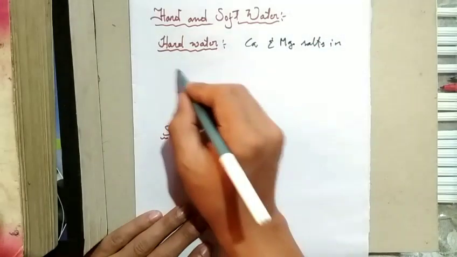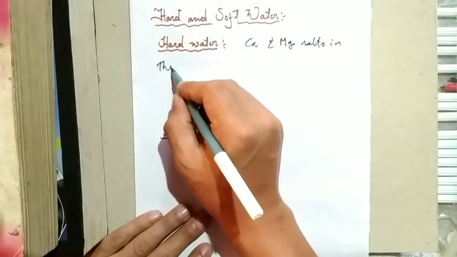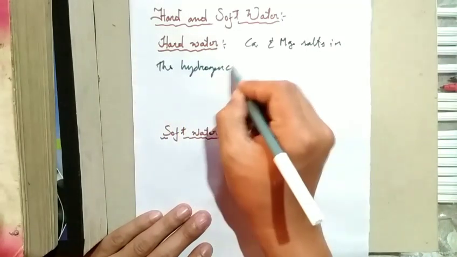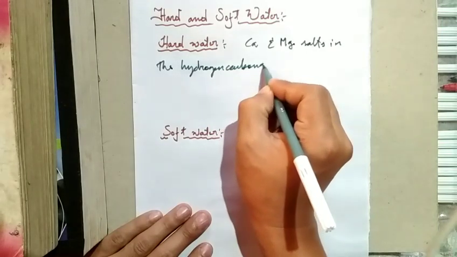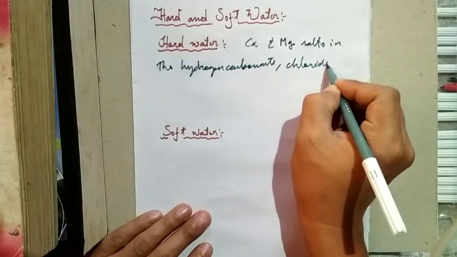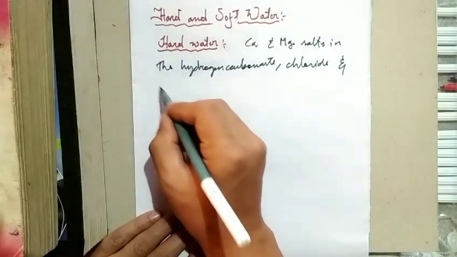Calcium and magnesium in the form of hydrogen carbonate, chloride and sulfate.